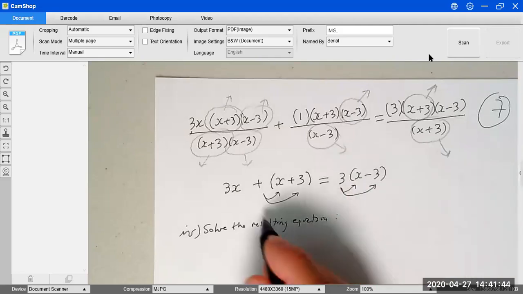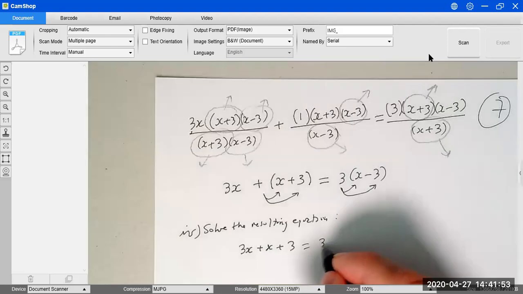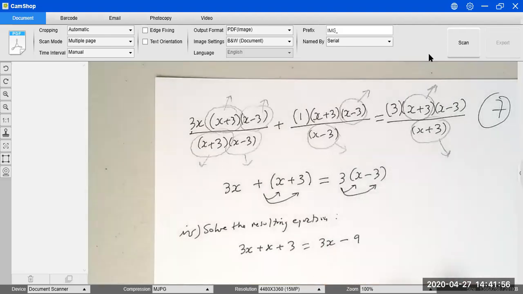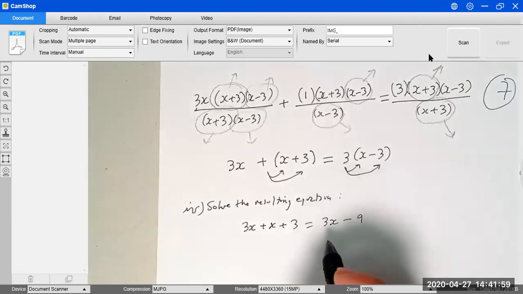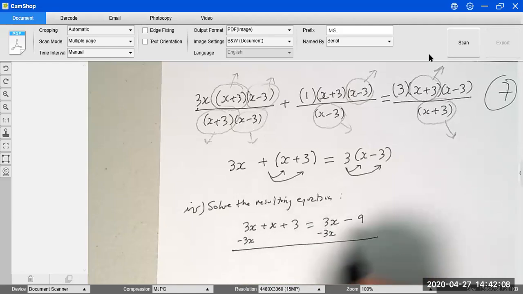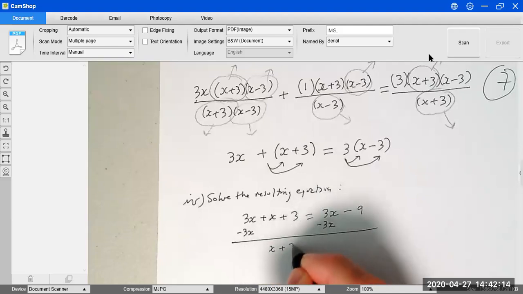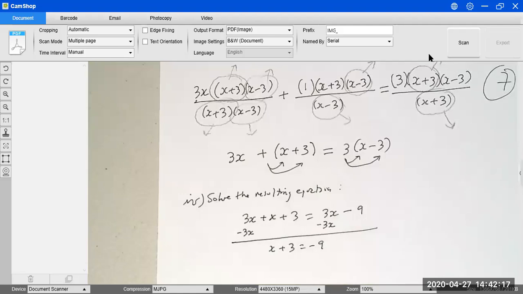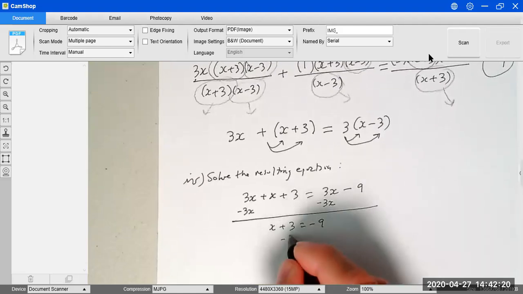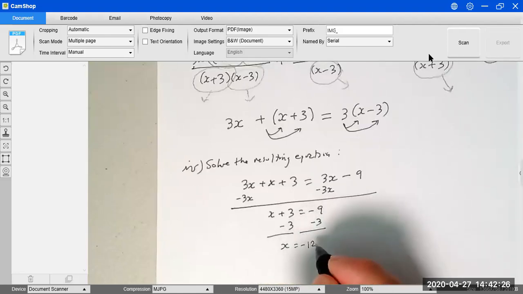So in this case, I have 3x, then I have plus x plus 3 equals 3 times x is going to be 3x minus 3 times 3 is going to be 9. Then you can just subtract 3x from here and 3x from here, and then these two cancel, and you just get x plus 3 equals negative 9. Then you're going to subtract 3 from here and from here, so you're going to get x equals negative 12.